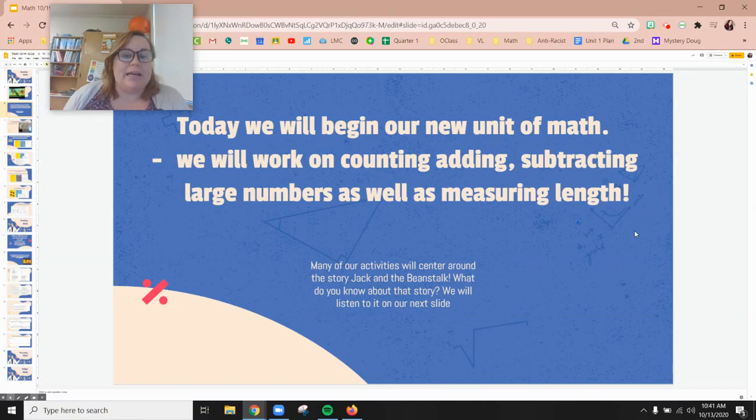Hi, today we will begin our new unit of math. We will work on counting, adding, subtracting large numbers, as well as measuring length. Many of our stories will center around the story Jack and the Beanstalk.